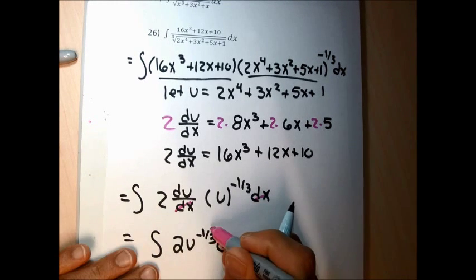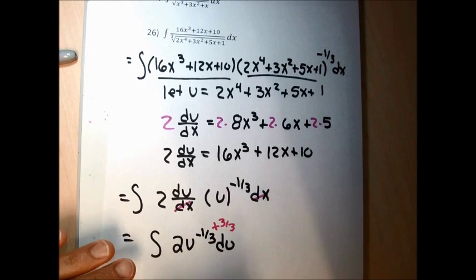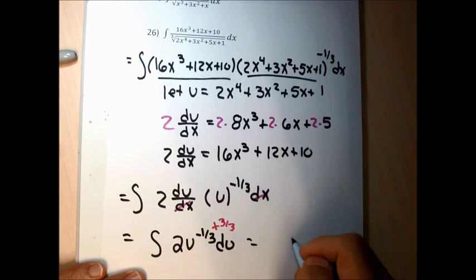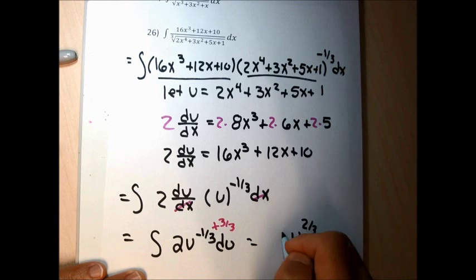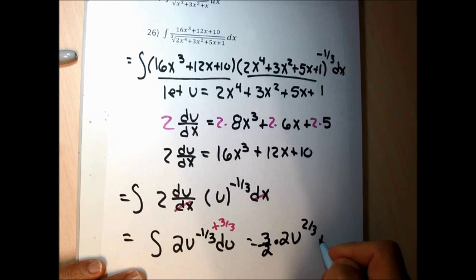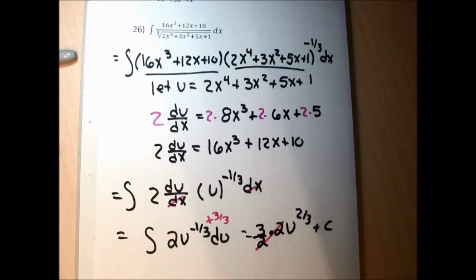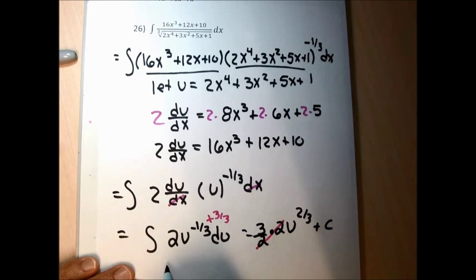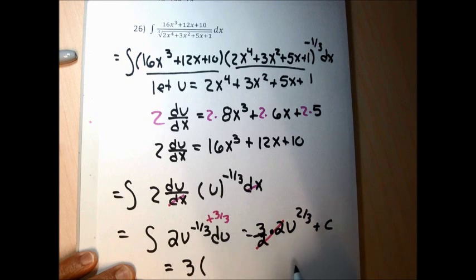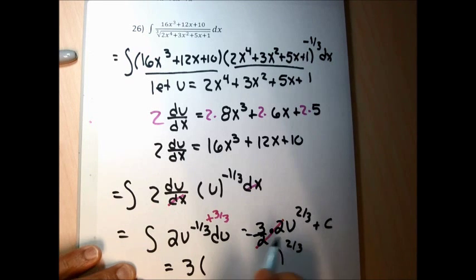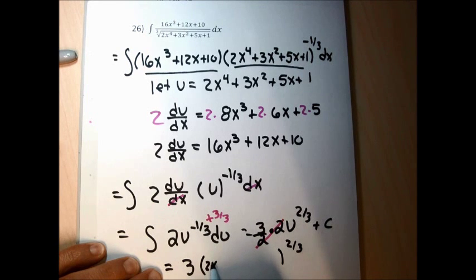I'm going to add 3/3 to my exponent, and that's going to make the new exponent 2/3. And instead of dividing by 2/3, I'm going to multiply by 3/2. And that's the integral in terms of u. The 2's are going to cancel, and I'm going to get 3 times 2x to the 4th plus 3x squared plus 5x plus 1 to the 2/3 plus c.